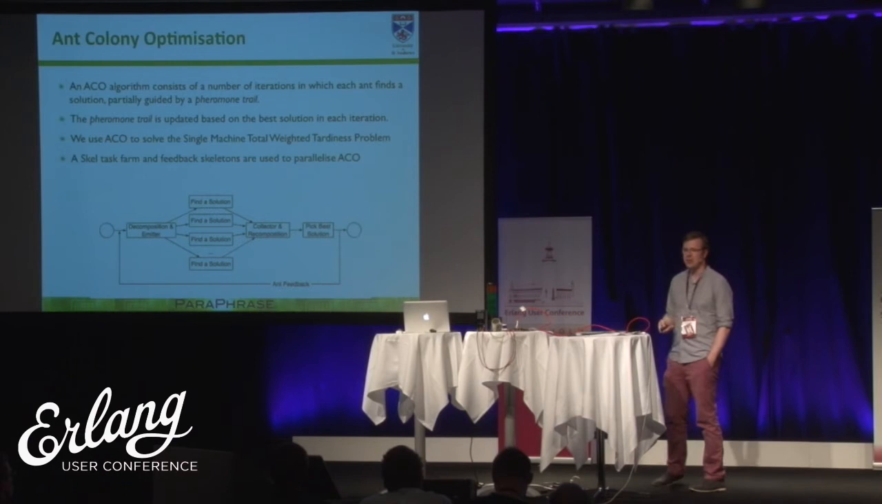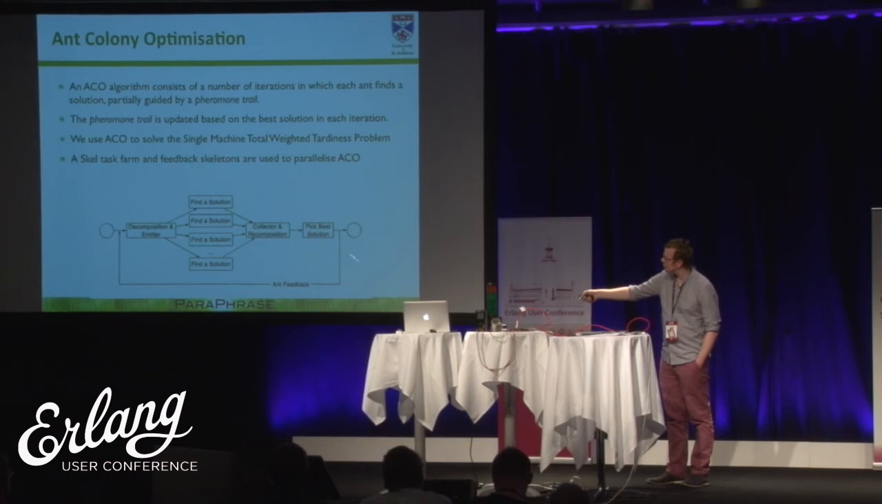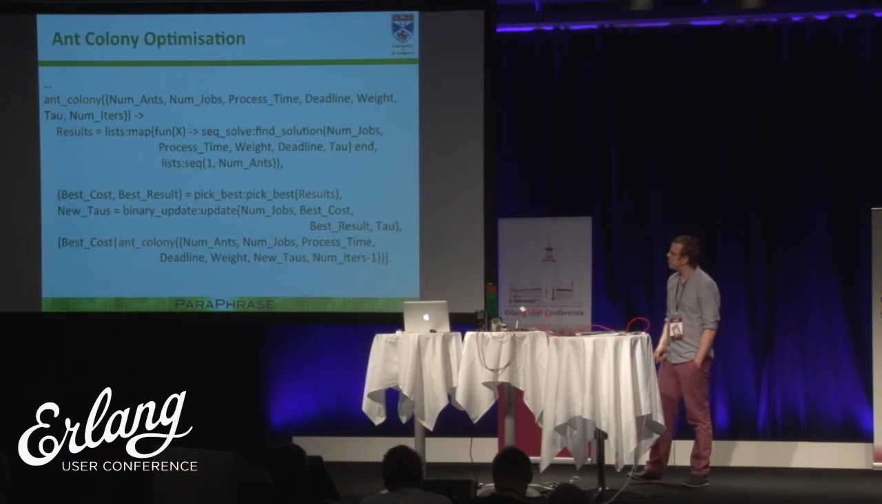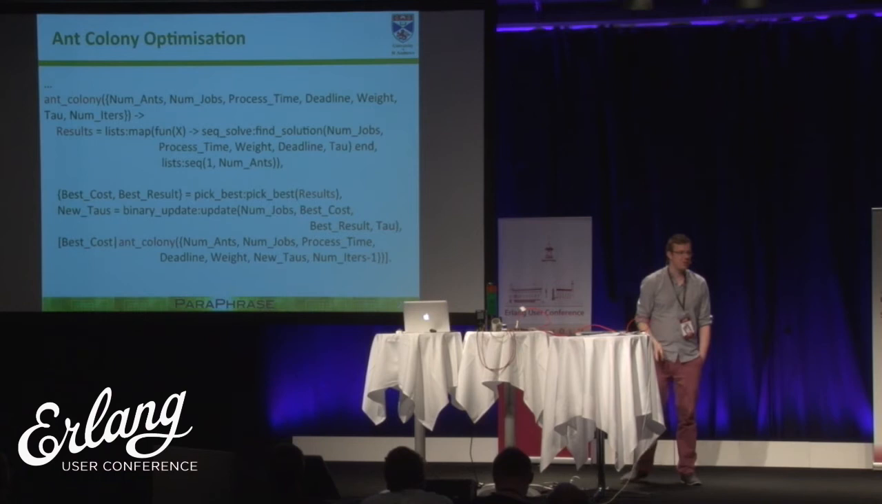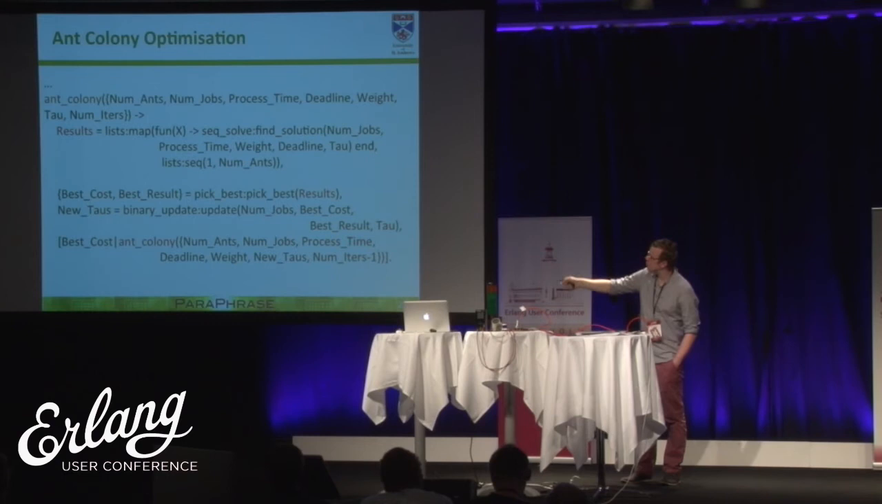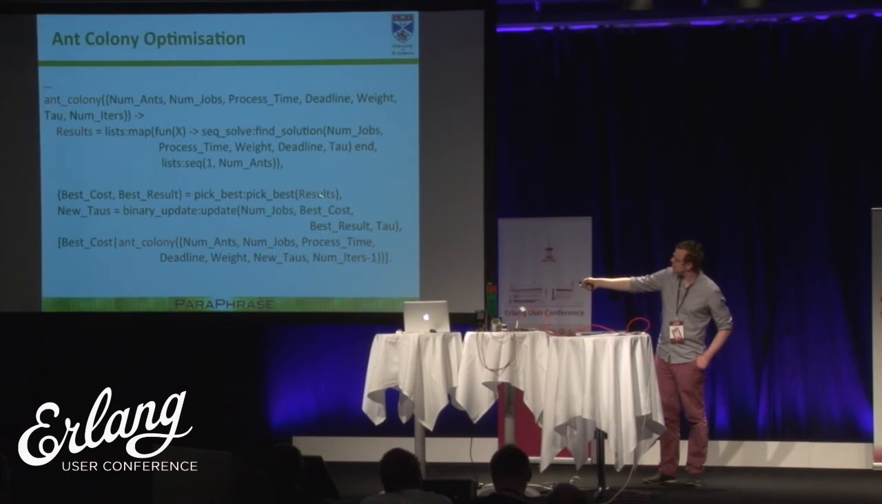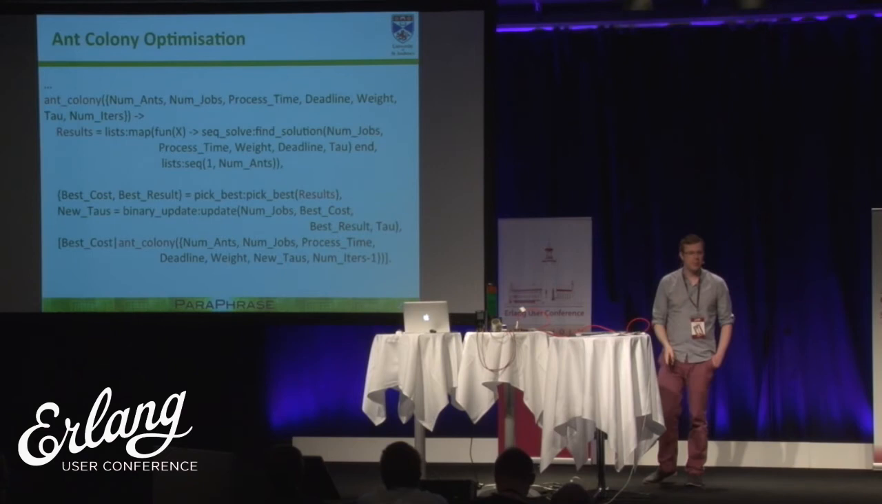That's quite simple. Basically just a bit of function composition with a loop, a bit of recursion. This is what the basic sequential code looks like. We have a top-level function, ant colony. It takes some parameters. You don't need to read what this does; it's not important. The only thing that matters is, first, we get some results. We call our ants, and the results go into the variable results. We then pass the results into a next function called pickBest, and so on. Then we call ant colony again, recursively. It's a one-to-one correspondence to the diagram I've just shown you. Nothing special.